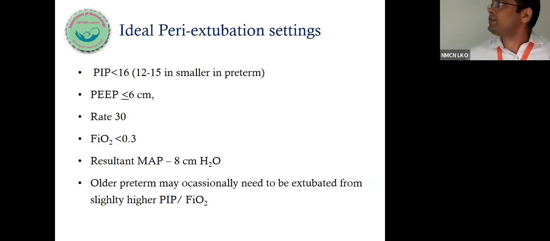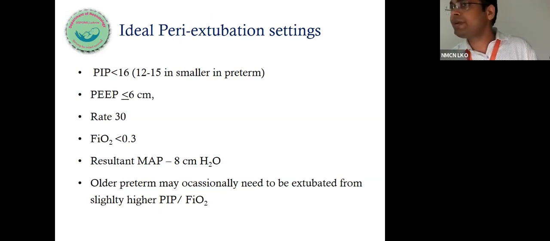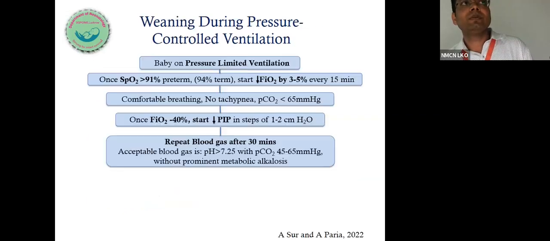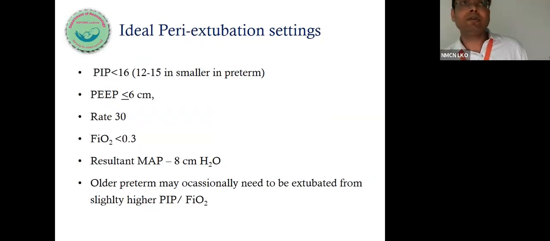So the ideal peri-extubation settings include a PIP of 16, which can be even smaller in the preterm babies, between 12 to 15. PEEP should be less than 6 centimeters, and rate should be around 30. FiO2 should be around 30%. And the resulting MAP for term babies should be 8 centimeters of water, and for preterm babies, it should be 7 centimeters of water. And some babies with BPD might need to be extubated from higher settings.